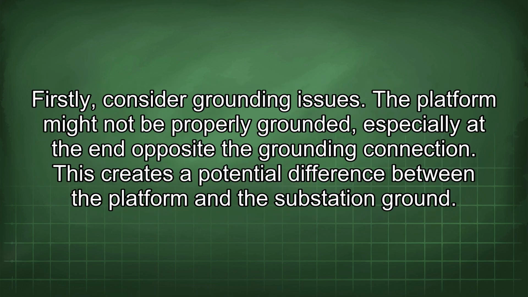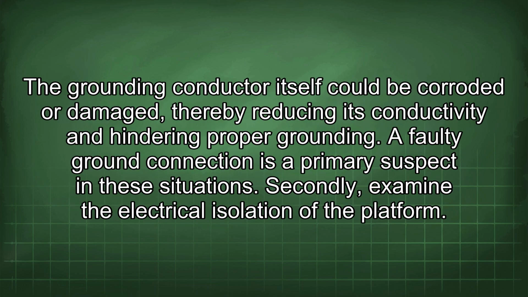Firstly, consider grounding issues. The platform might not be properly grounded, especially at the end opposite the grounding connection. This creates a potential difference between the platform and the substation ground. The grounding conductor itself could be corroded or damaged, thereby reducing its conductivity and hindering proper grounding. A faulty ground connection is a primary suspect in these situations.